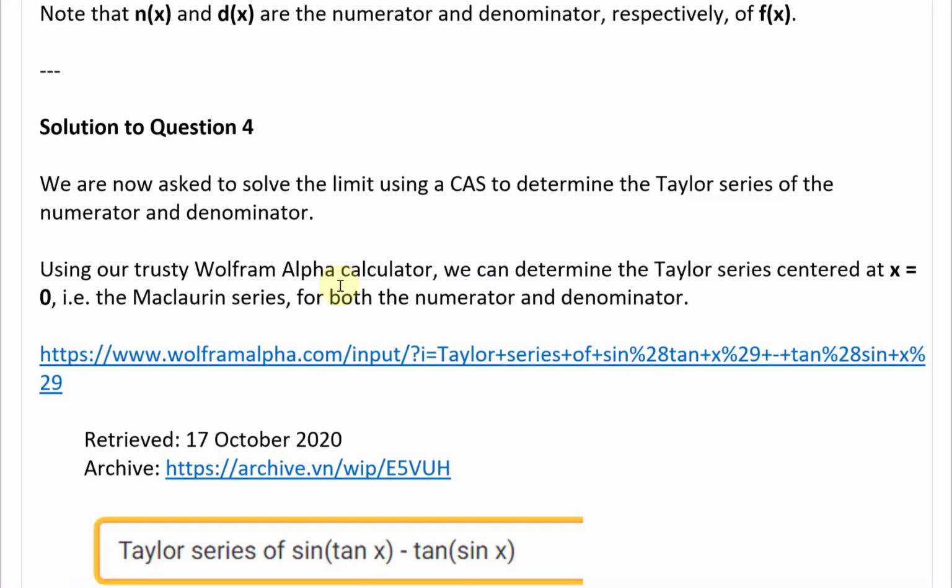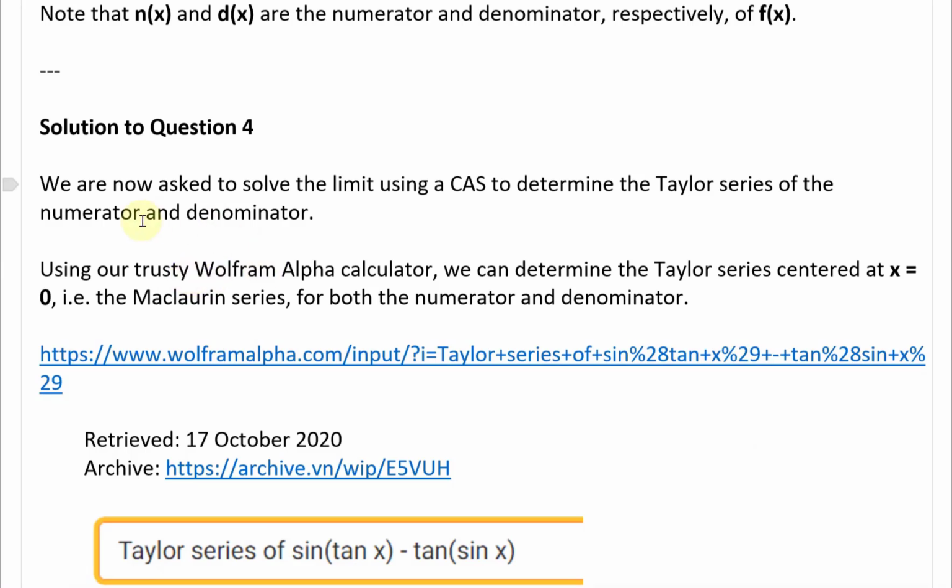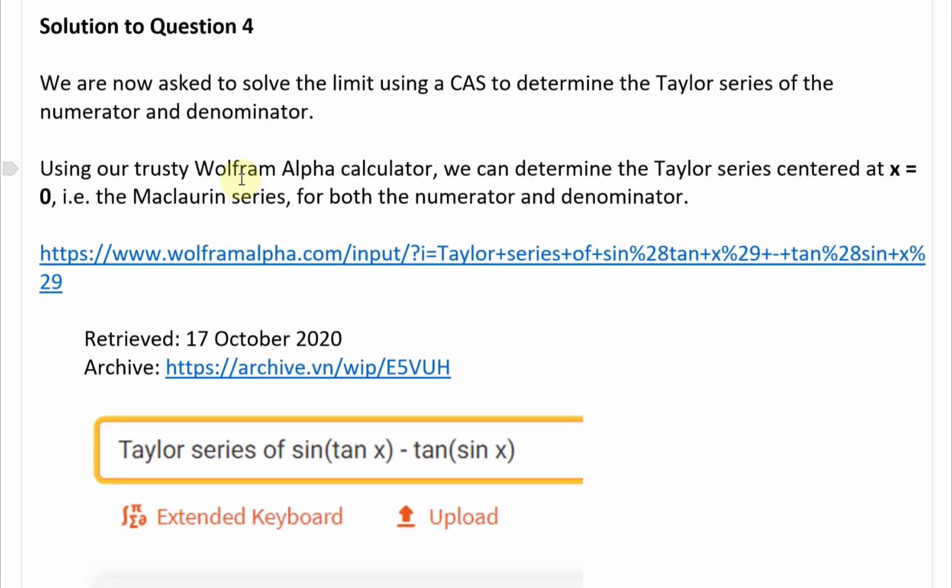So we're going to basically use the same thing. We're going to find the limit by using Taylor series, or Taylor, Maclaurin, etc. So we're now asked to solve the limit using a CAS to determine the Taylor series of the numerator and denominator. Using our trusty Wolfram Alpha calculator, we can determine the Taylor series centered at x equals 0, i.e. the Maclaurin series, for both the numerator and denominator.